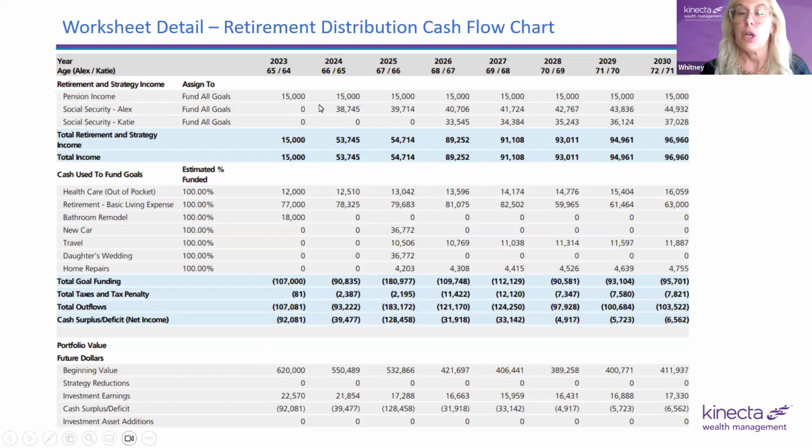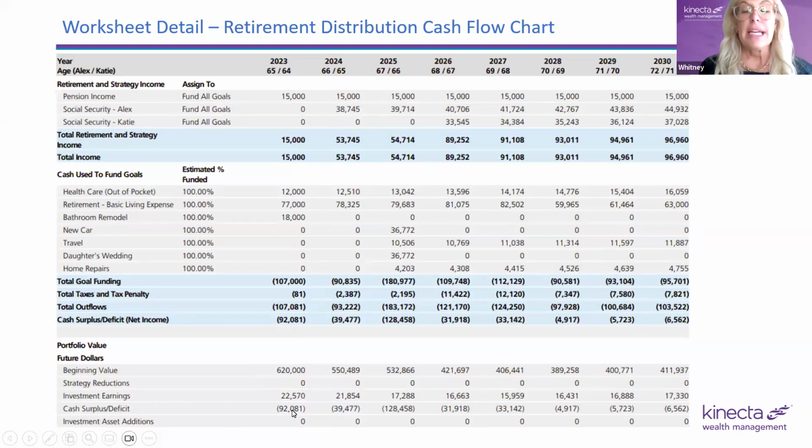But they've got their pension income up here and Social Security. So when we basically take the income coming into the plan and subtract it from the total expenses, that lets us know what our deficit is, or what we're going to have to go into our investable assets, what we're going to have to pull in order to fund our expenses.